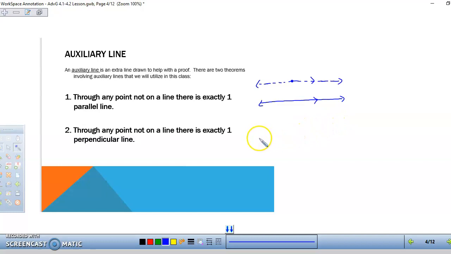The second one says through any point not on a line, there's exactly one perpendicular as well. So again, if you are given a point and then you are given a line, there is going to be exactly one perpendicular through that point perpendicular to the given line. So both of these theorems can be helpful in different types of proofs.